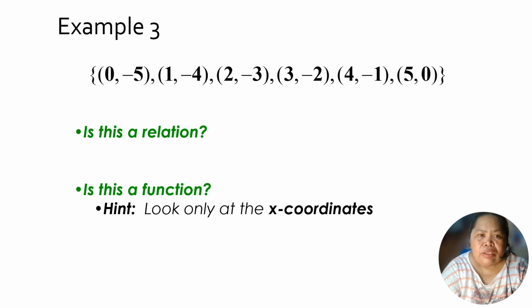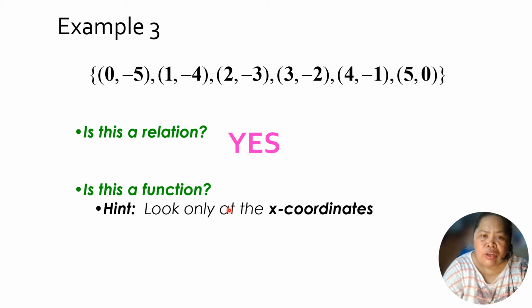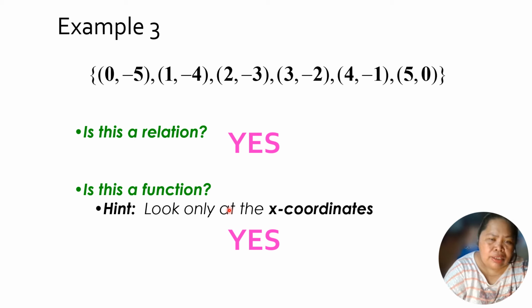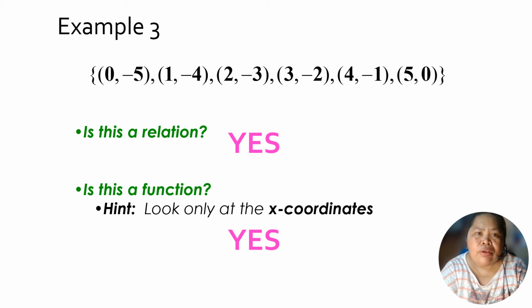Okay. So for example, we have number 3. Now the question is, is this a relation? Of course, yes. Is this a function? Look only at the x coordinates: 0, 1, 2, 3, 4, and 5. Yes, it is a function. Now, why? Because they have 1 and 1. So, in later examples, we will discuss this.